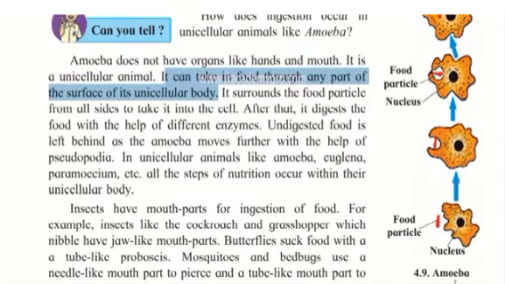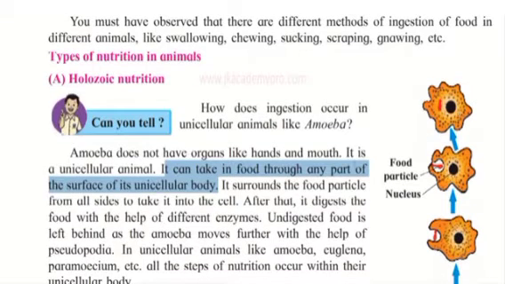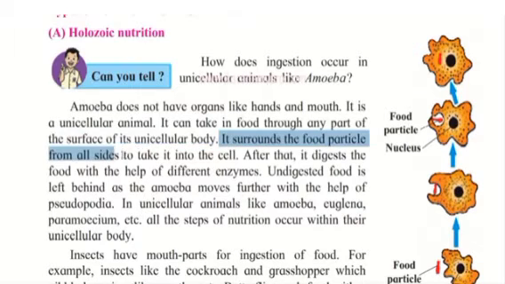Now, let's follow this picture. What happens is, as soon as it sees any particle over there, first it will come closer to the food particle, then it will try to surround it, and then it will engulf it. That is, completely take it in. Okay, and this is how it will ingest the food. So now let's read about it. It surrounds the food particle from all sides to take it into the cell. After that, it digests the food with the help of different enzymes. So enzymes are there in the unicellular body. Everything happens in that single cell.